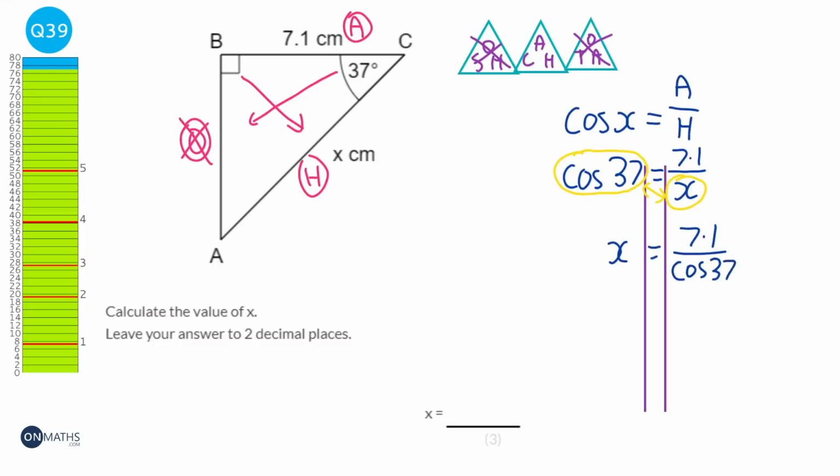When you type that into your calculator, just make sure you close the bracket. If when you type in cos it opens a bracket, make sure you close the bracket before you ask your calculator for the answer, or press the equals button, and that would be 8.890 and so on. And when you round that to 2 decimal places, it will be 8.89.